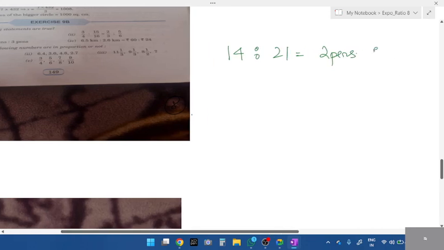Okay, now Amilda, tell me the first, main, third one. What is given? 14 is to 21 is equal to 2 pence is to 3 pence. How do you write this?